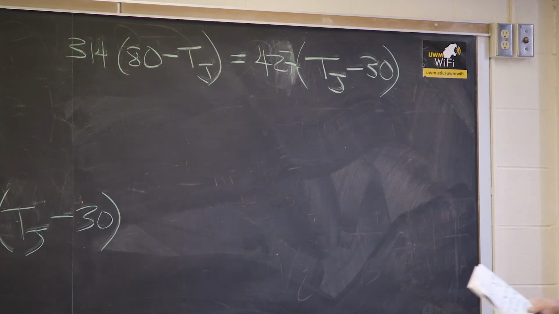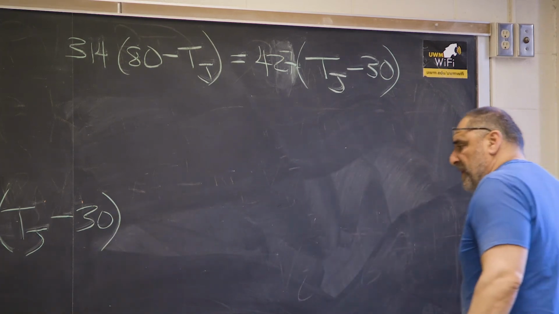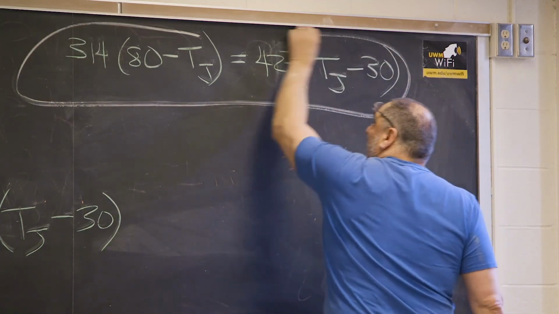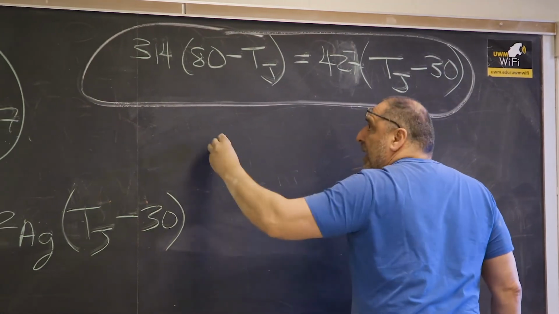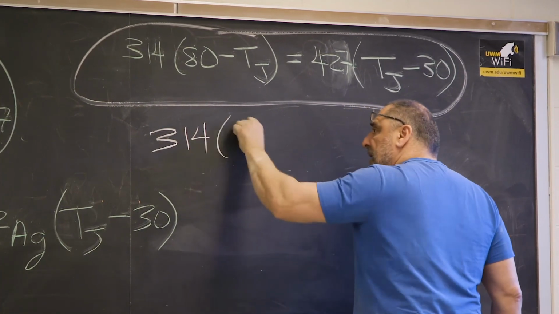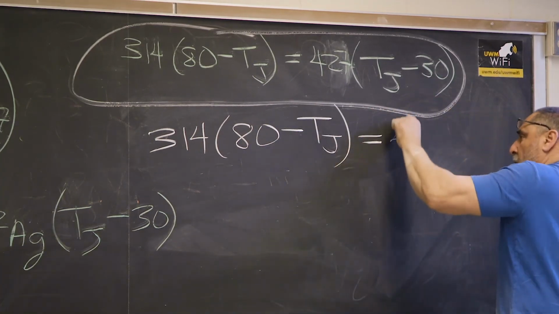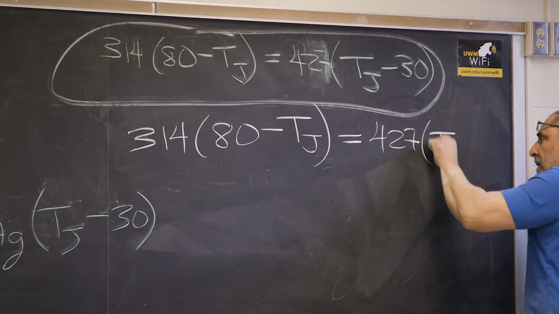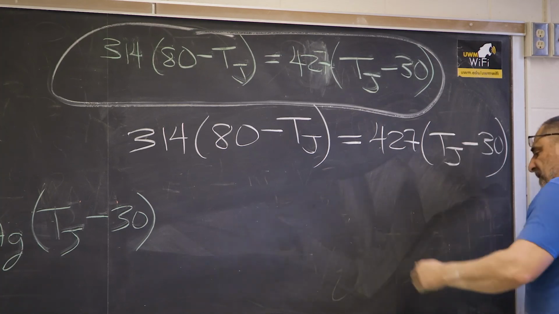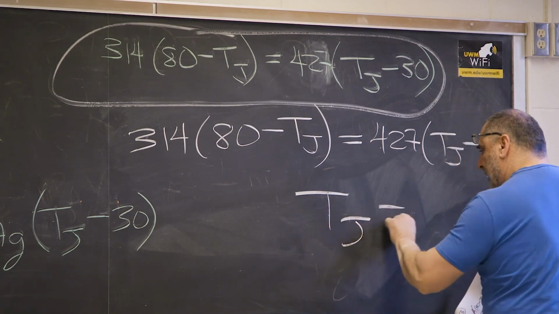So we got this. The rest is math, guys. You're going to do all the mathematics to solve this. That's the hardest part of this whole thing, though there are a lot of challenging parts to it. You're just going to say 314 times (80 minus T_j), the only variable, equals 427 times (T_j minus 30). Solve for T_j. You're going to do all the stuff you have to do to get it.